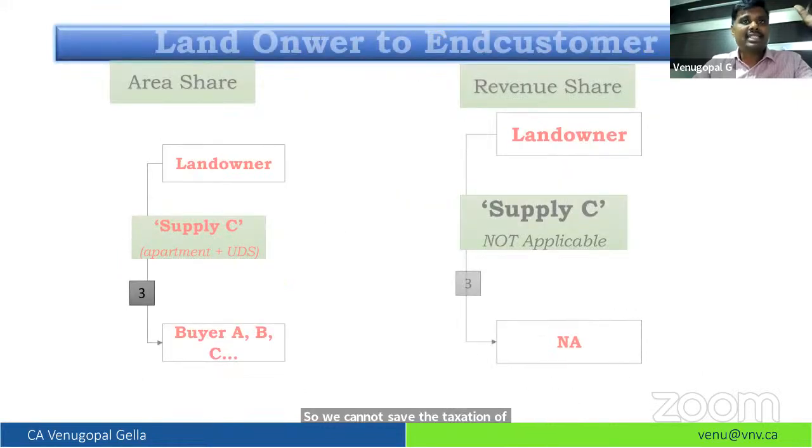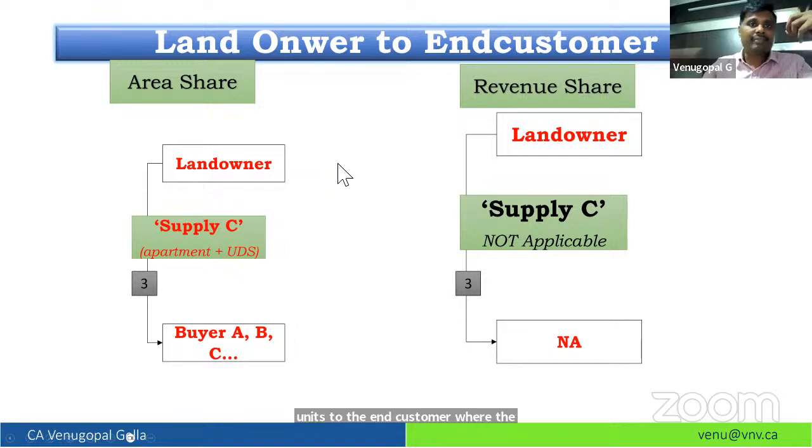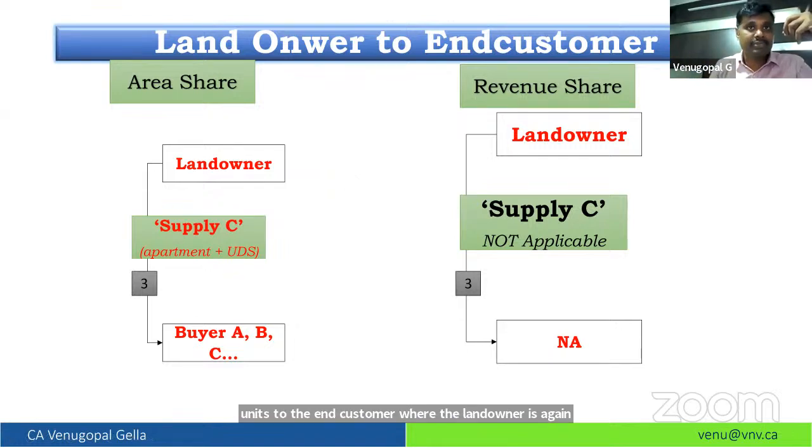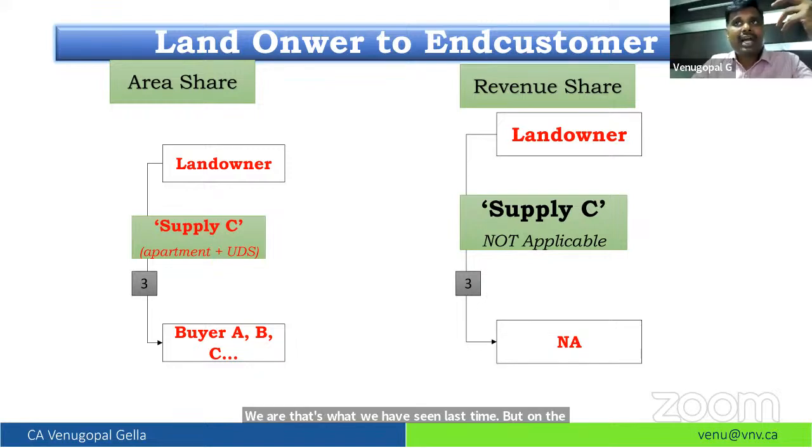Unlike in area share, which you are seeing on the left side, where the landowner is selling his share of apartments and units to the end customer, where the landowner is again liable to pay 5% GST on the full sale value, but he is getting input tax credit. That's what we have seen last time. But on the right side, in the revenue share model, the landowner has nothing to do with supply C. It is not at all applicable. So there is no supply C, no levy of GST.